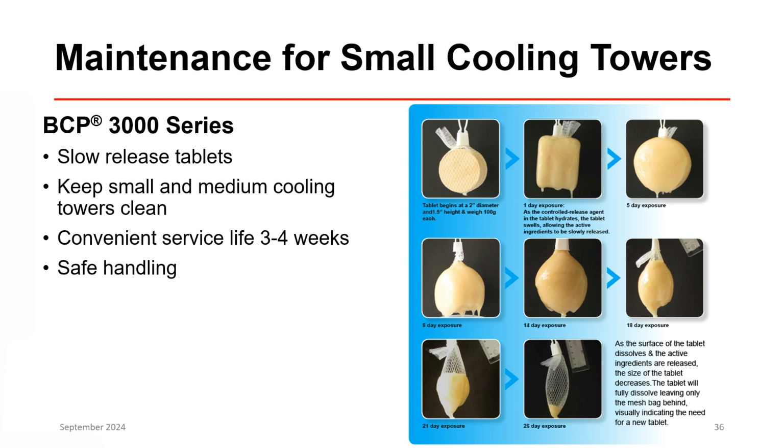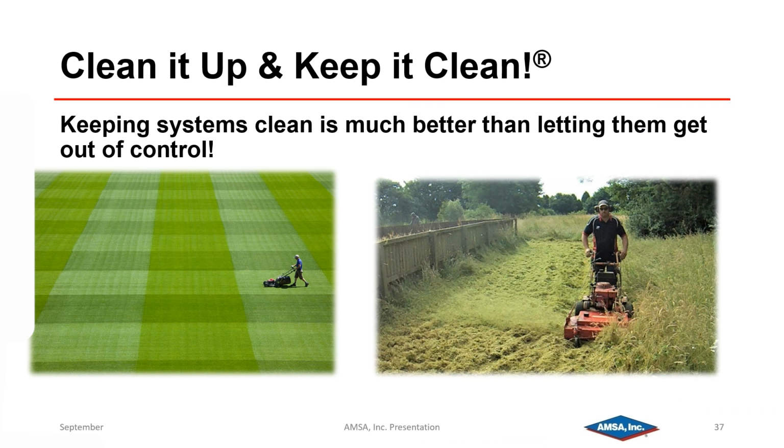The SR plus SC has added chemicals so that the tablet can provide AMSA chemistry as well as scale and corrosion control for small cooling towers for up to a month. These are excellent solutions for maintaining clean and good corrosion and scale control in small cooling towers. As these pictures of lawn cutting indicate, it is much better to keep systems in control than deal with them once they are out of control.